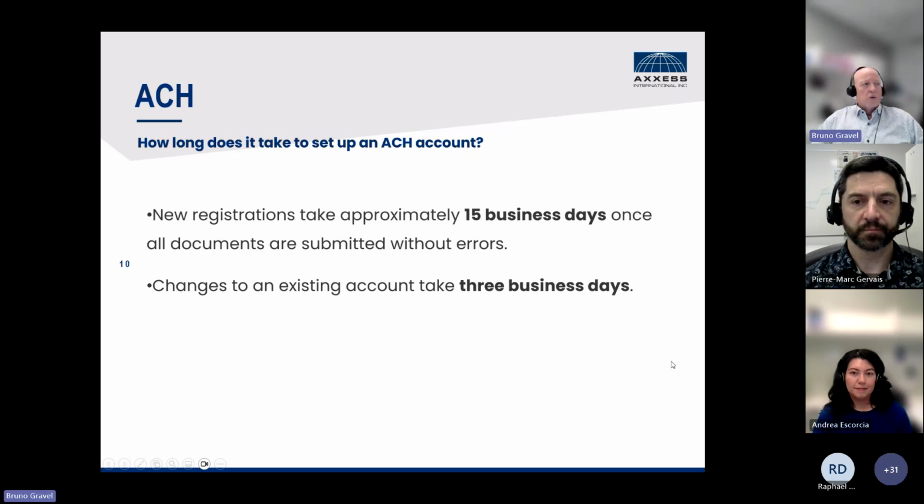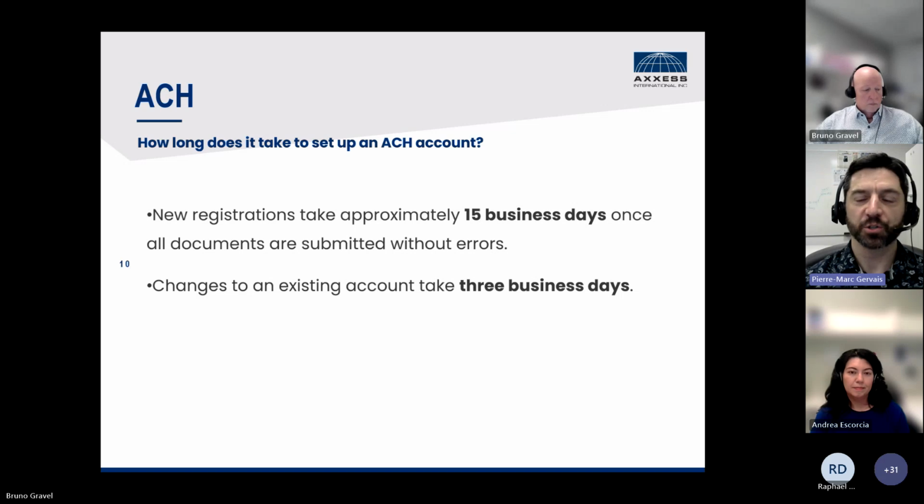How long does it take to set up an ACH account? Currently, what we see is that a new registration will take approximately 15 business days once all documents are submitted and they are error-free. If you do have an existing ACH account and you want to make changes, the current timeline is about 3 business days. Now, please take note that this can change. As you know, the tariff threat is looming over us, and many people are registering right now for ACH, so delays could happen. What we suggest is that you do it as soon as possible to avoid any delay.